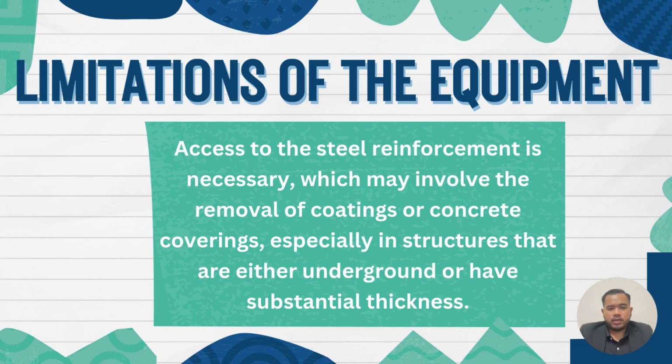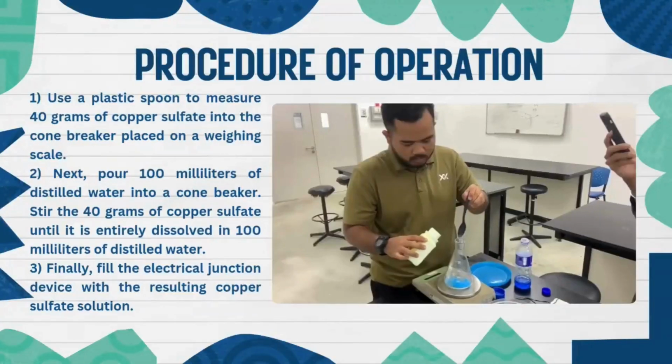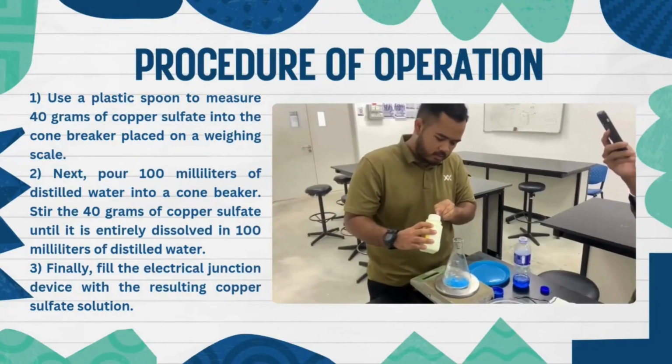Besides that, it also has a limitation. Limitation is access to the steel reinforcement is necessary, which may involve the removal of coating or concrete coverings, especially in structure that are either underground or have substantial thickness. Here are the procedure of operation.